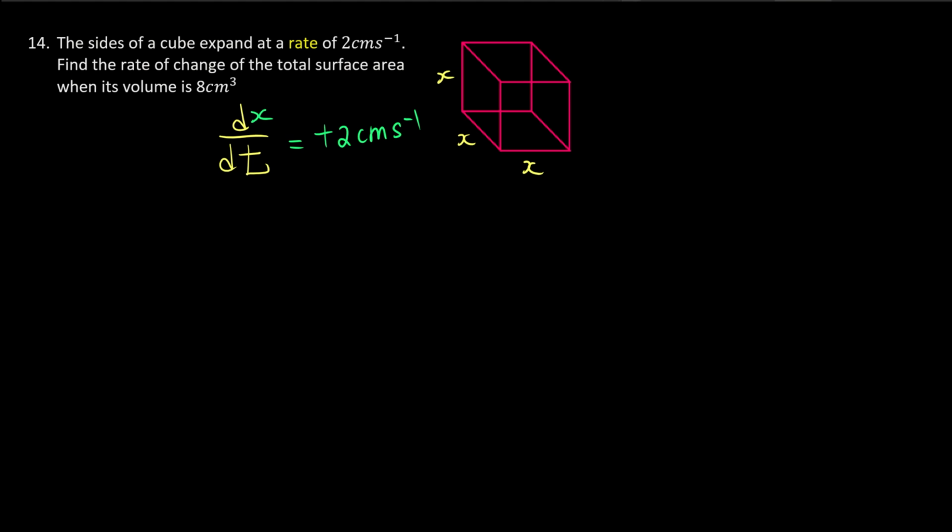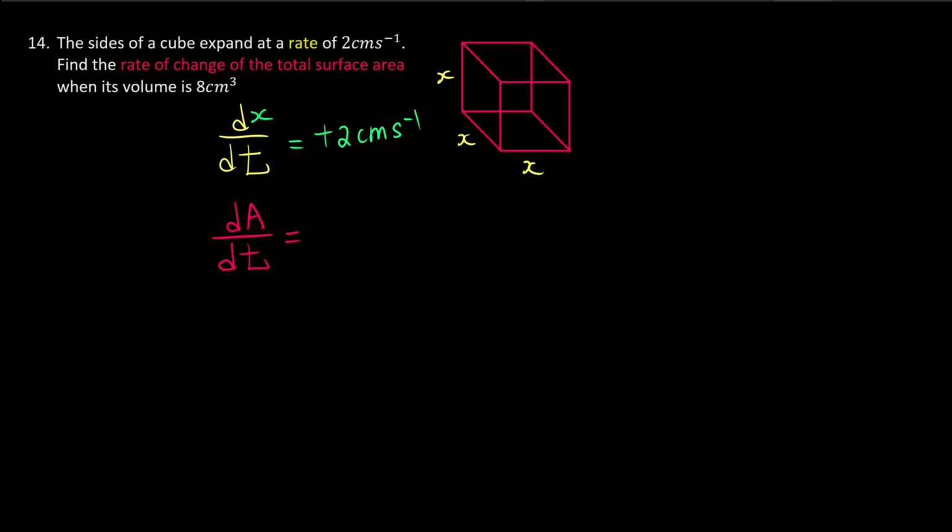Next, they say find the rate of change of the total surface area. So we know they ask us to find the rate of change. So again, it's d over dt. But the thing they ask us to find is the total surface area. I use A to represent the total surface area.